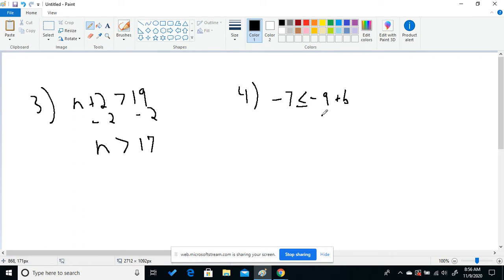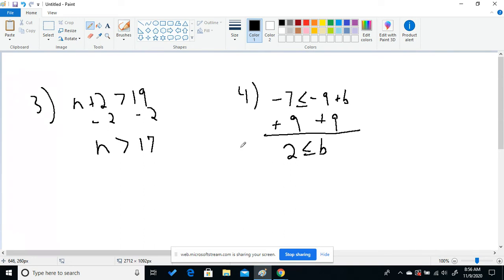So we have to do the opposite. We'd have to add 9 to both sides. That's going to get rid of the 9 on this side. Negative 7 plus 9, that would be what? Positive 2. Bring down your sign, less than or equal to b. Okay, see, we had a negative number here, but we weren't dividing or multiplying, so we don't have to switch our sign. So that's number 3 and 4.